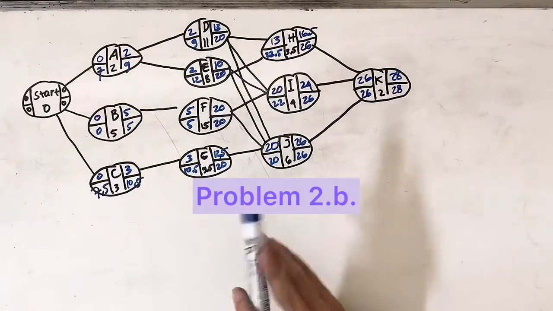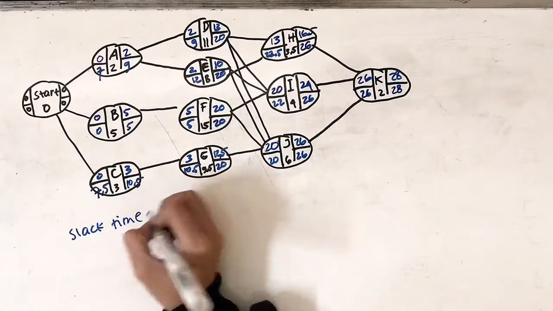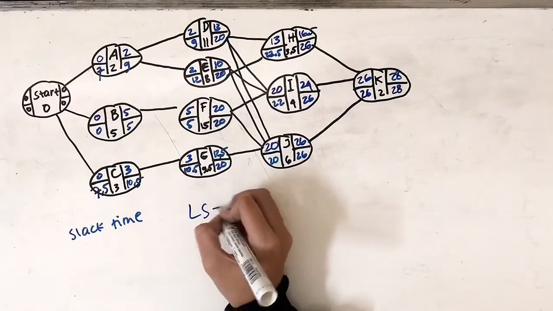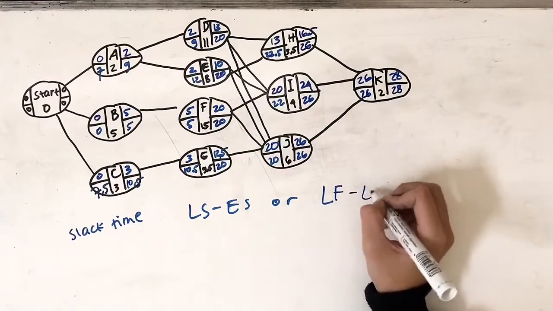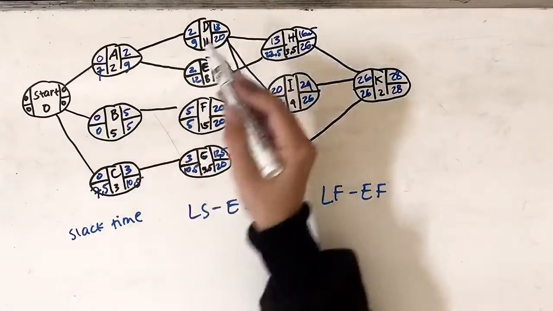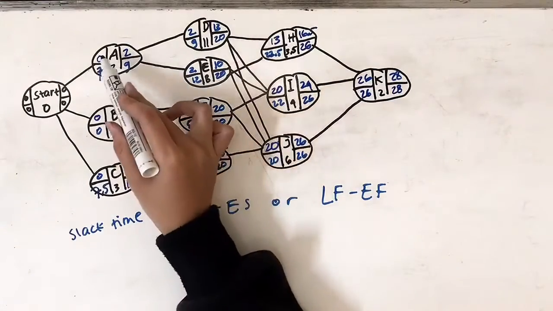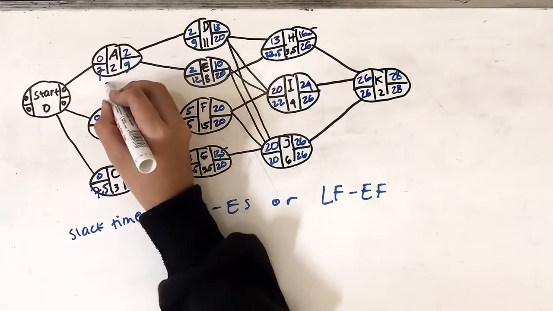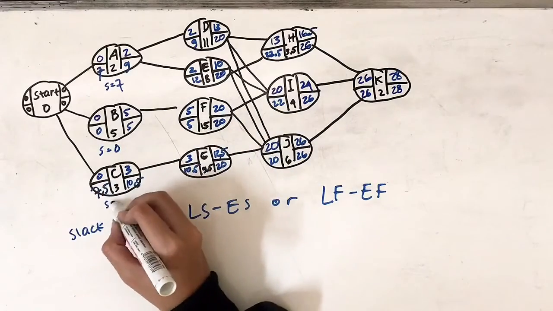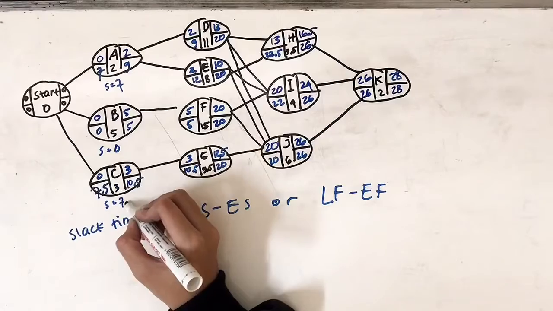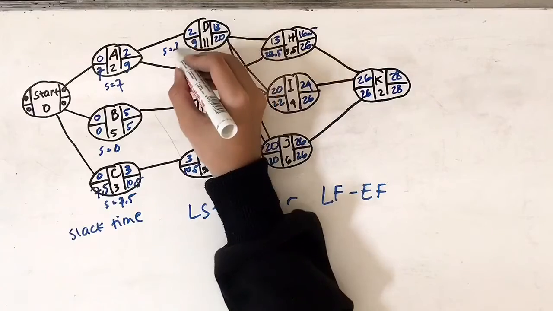To find the shortest duration, we have to find the slack time first for each activity. Just like what we did in problem 1, we can find the slack time by subtracting the earliest start from the latest start, or the earliest finish from the latest finish. Then we compute it for each activity. For example, for activity A, the slack time is 7 minus 0. And then for B, 0 minus 0, or 5 minus 5, and so on. We do the same for all the activities.